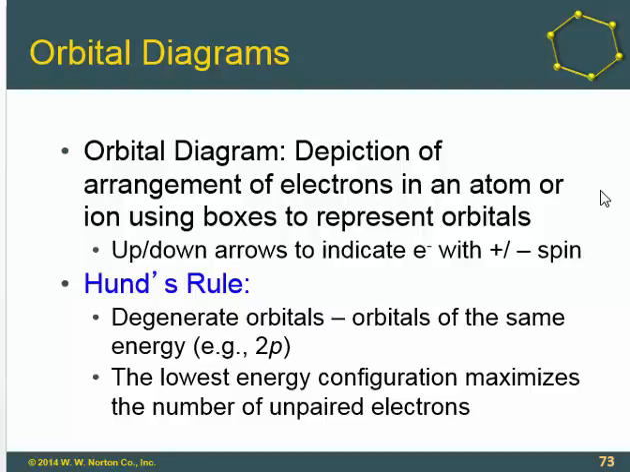And this brings us to what's known as Hund's rule, which states that degenerate orbitals, so orbitals in the same subshell, want to remain unpaired as long as possible.